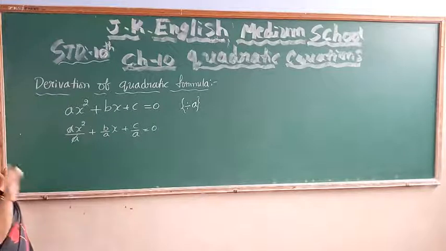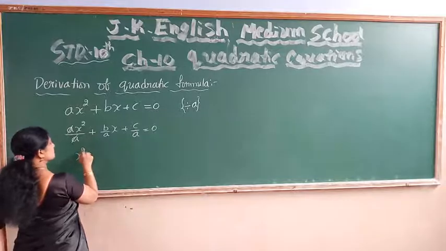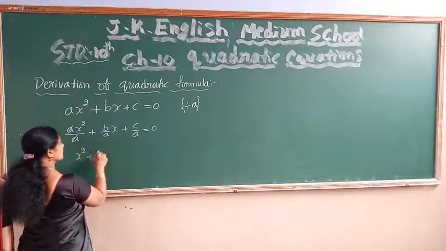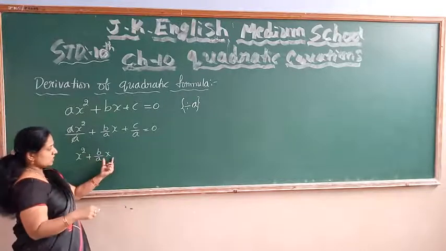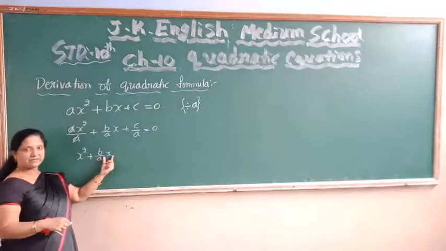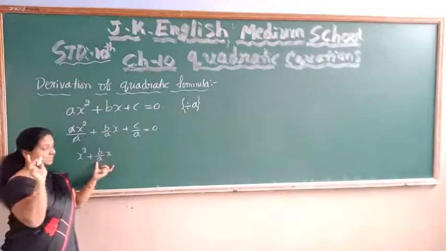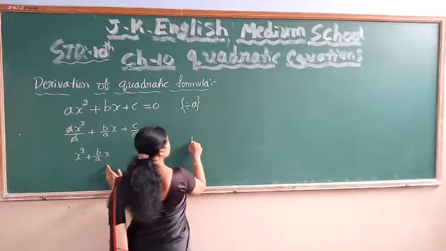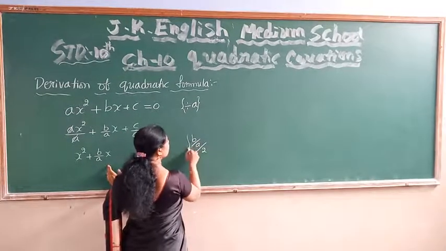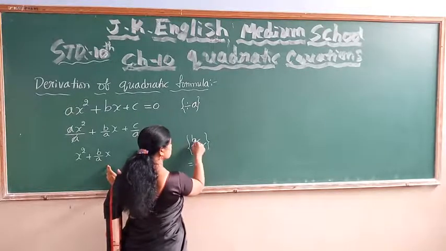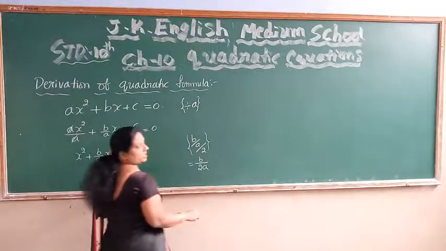Then after this step, children, we have x square, the first term, and then b by a x. The coefficient of the term x here is b by a. That you have to divide by 2. b by a divided by 2 reduces to this form, with a in the denominator: b divided by 2a.